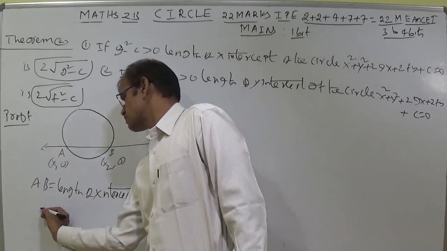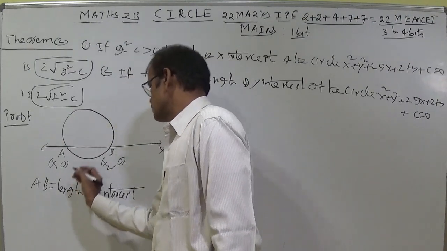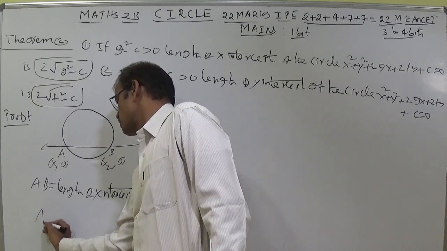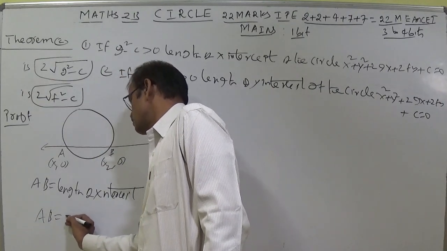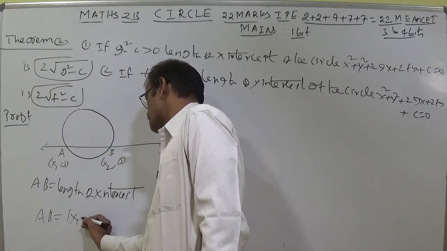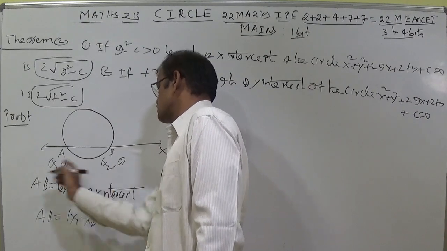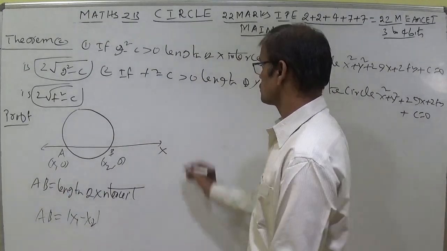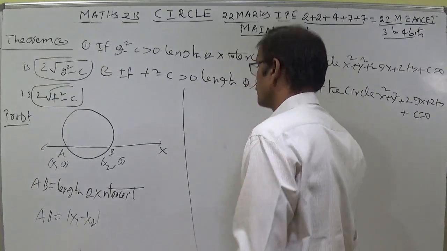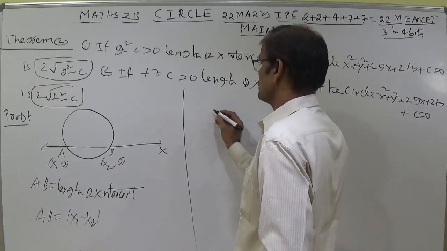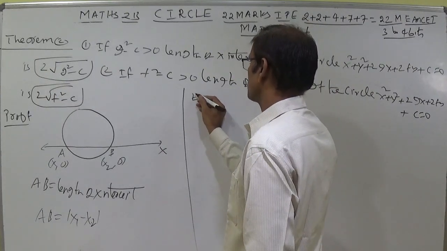Length of x-intercept AB is equal to, that means we can write here AB is equal to modulus of x1 minus x2, because of the root of (x2 minus x1) whole square concept. How can we find this? You can write the equation of a circle.